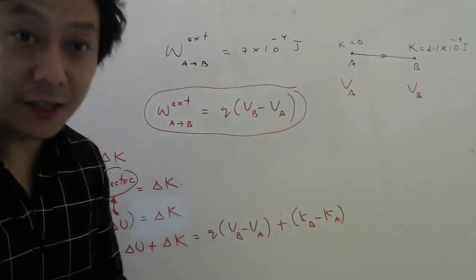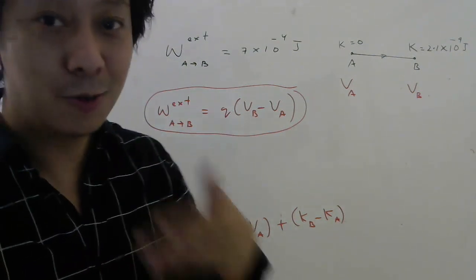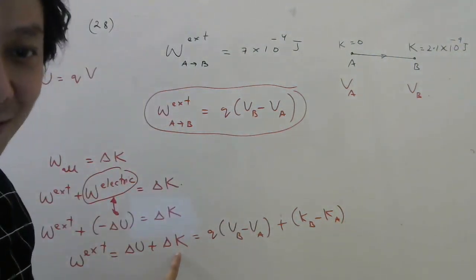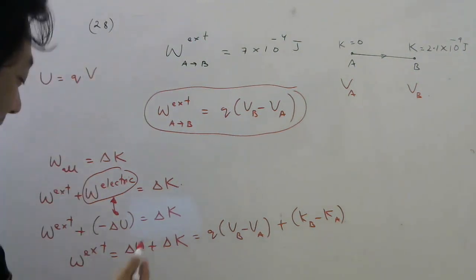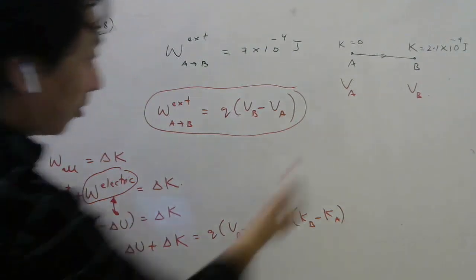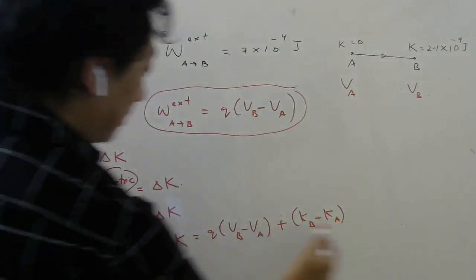But if kinetic energy is also changing, then the person who is doing the work has to increase potential energy also and has to increase kinetic energy also. As simple as that. So the change in potential energy, you can write as Q into potential at the final point minus potential at the initial point, and the change in kinetic energy you can write this way.